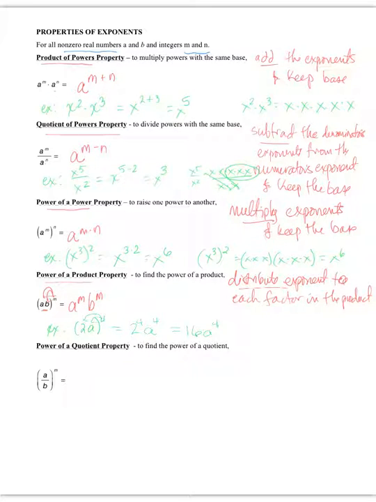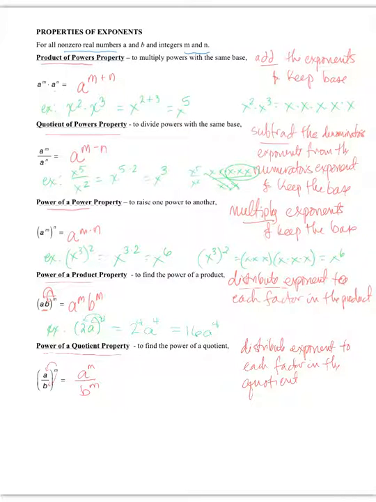And last but not least, if you have a quotient, a divided by b, quotient, division, and that is raised to a power, what do we do? Again, we distribute the exponent to each factor in the quotient. So it makes sense. So we're distributing the exponent to each factor, both in the numerator and the denominator. So this would be a to the m over b to the m.